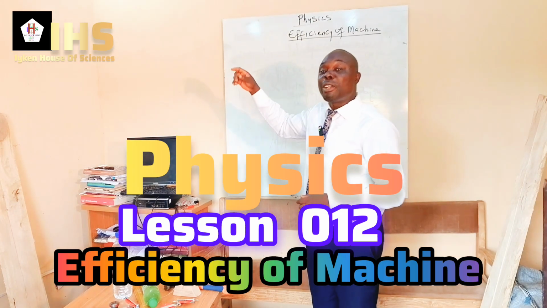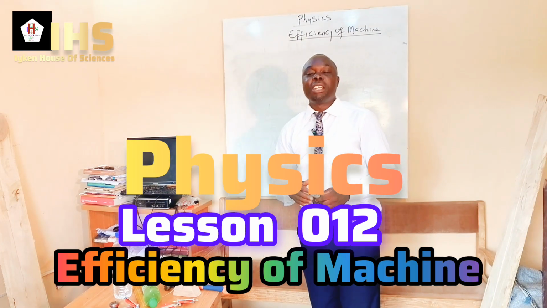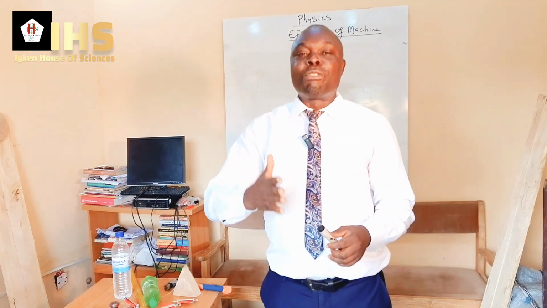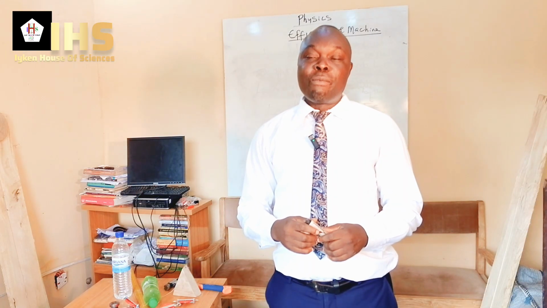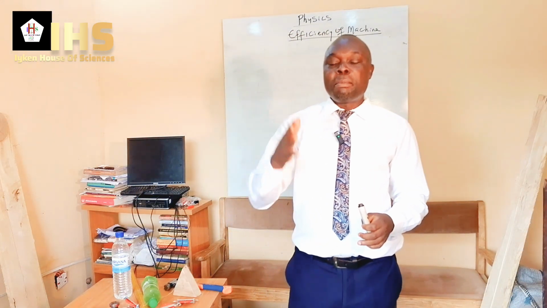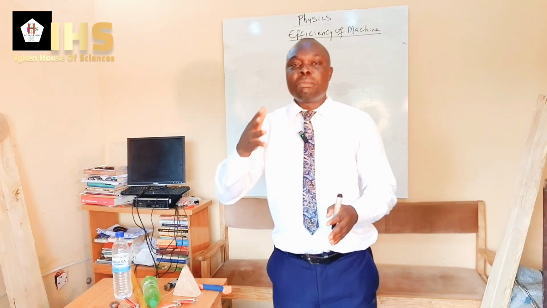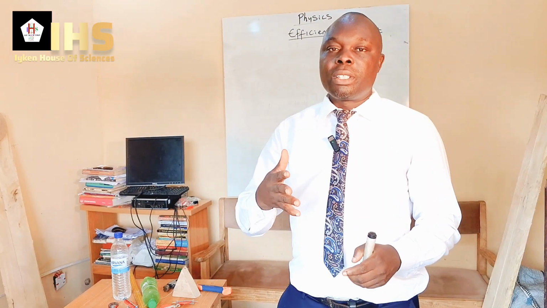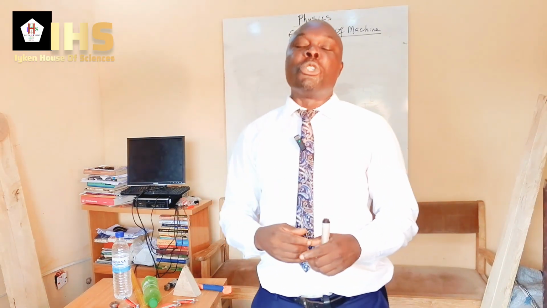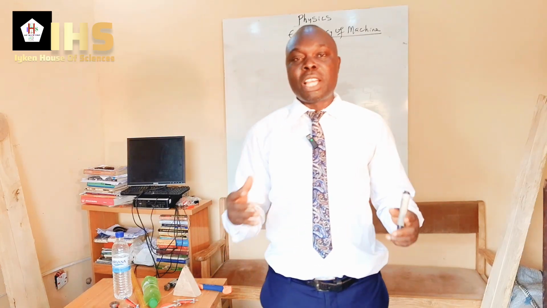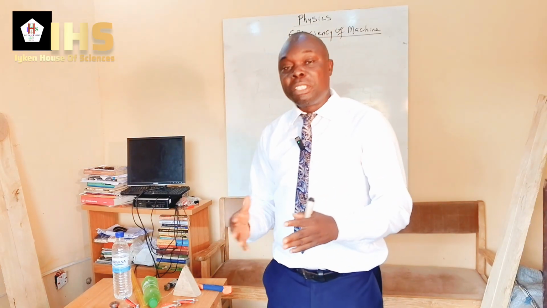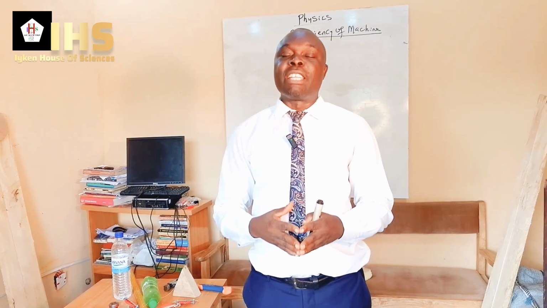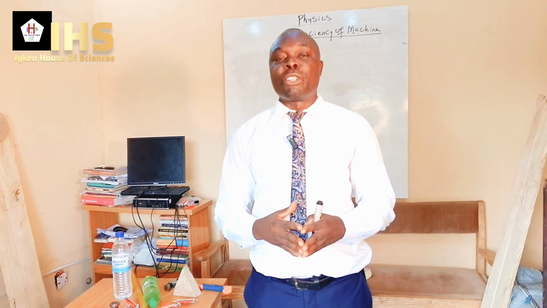Today, we are going to have a look at the efficiency of a machine. In our previous class, we were able to understand the meaning of the velocity ratio. Velocity ratio, I told you, simply means the distance moved by the effort to the distance moved by the load. It just depends on the geometry, how the machine is constructed. Friction does not affect the velocity ratio of a machine.